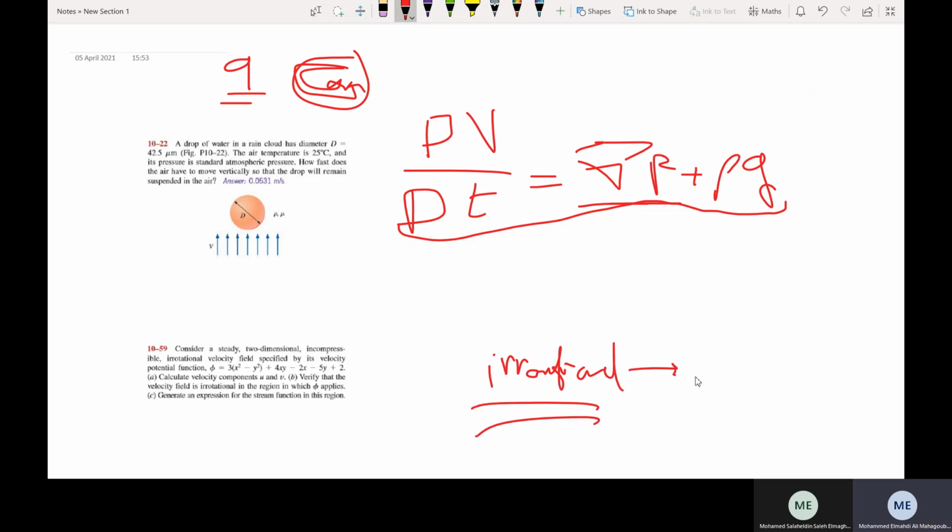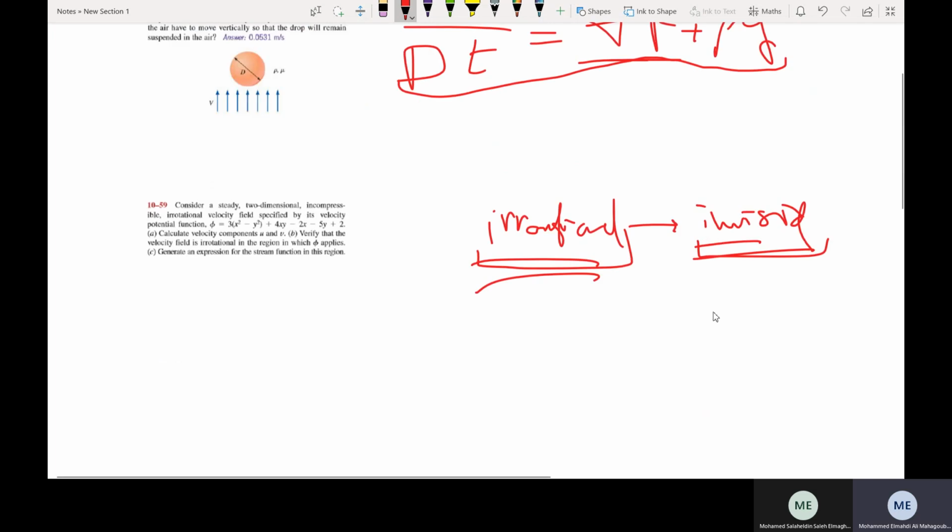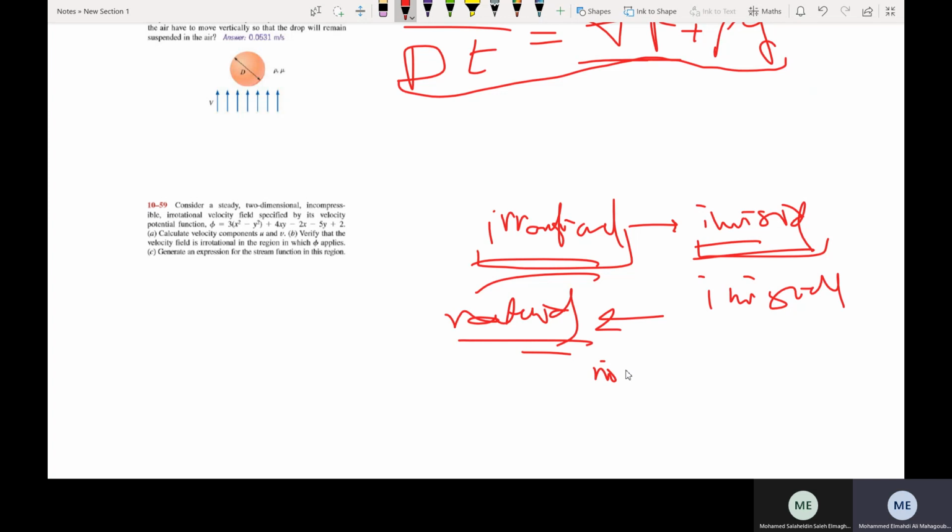Okay, this means that it is inviscid. So every irrotational flow is inviscid, but sometimes we can have inviscid flow when the flow is rotational. An example of that is fluid moving as a rigid body, or rigid body rotation.